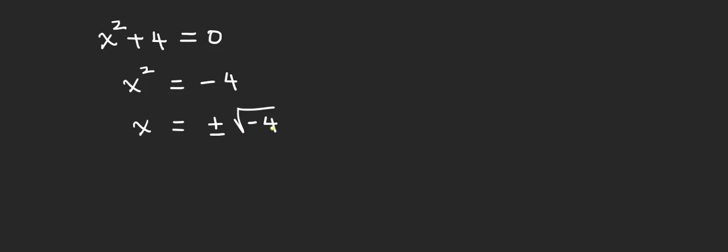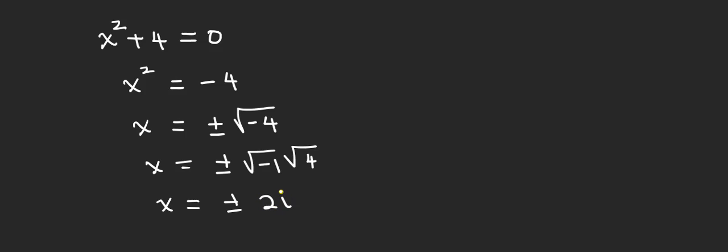Now, what is the radical of negative 4? You get positive negative. This is the same thing as radical negative 1 times radical 4, which is going to be 2i. So you have two solutions: positive 2i and negative 2i.